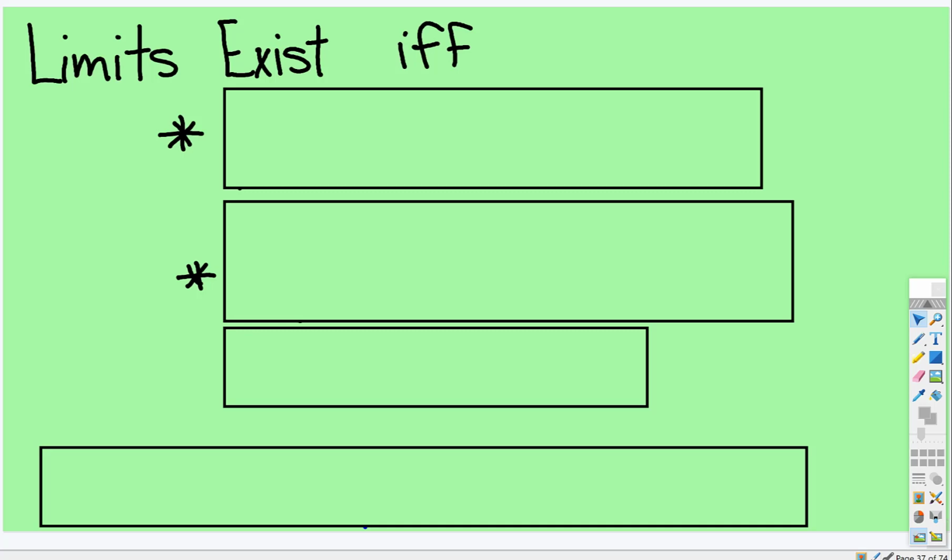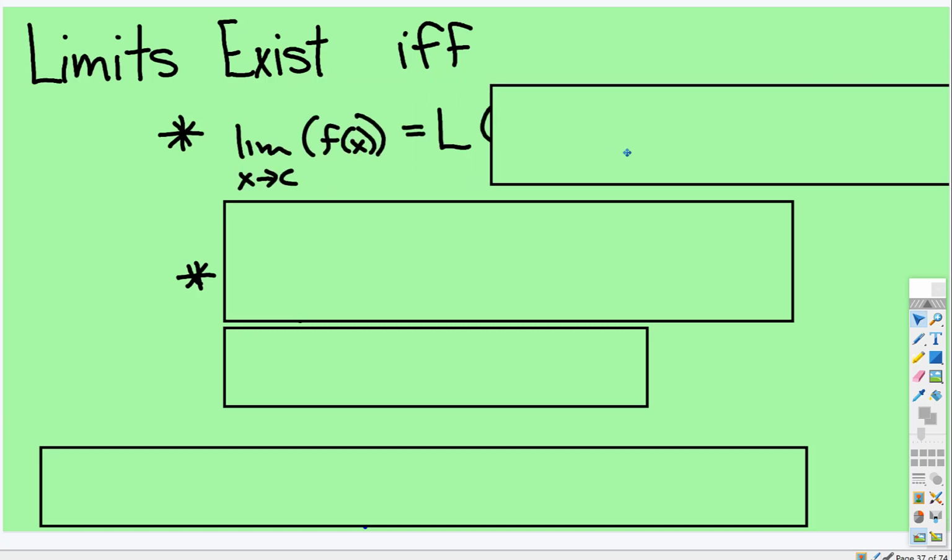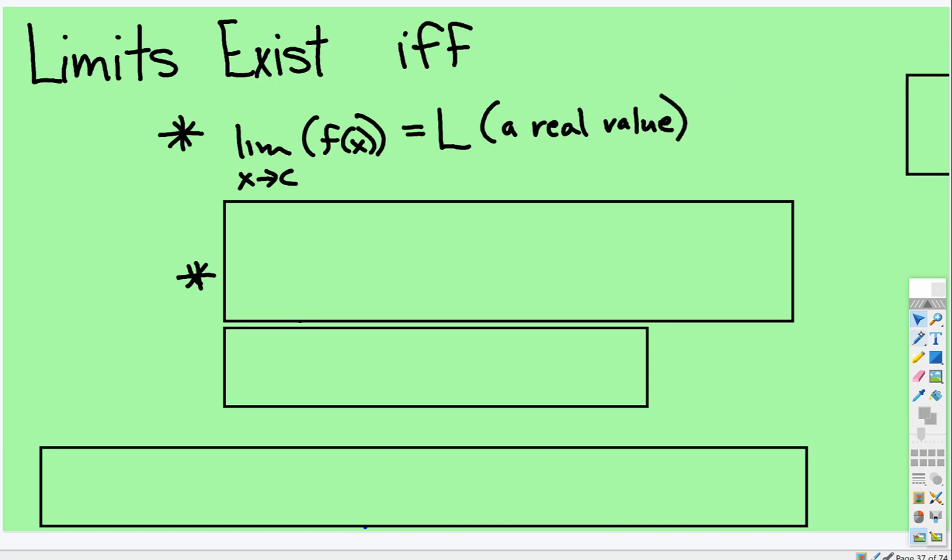Okay, we're going to be looking at limits, whether they exist and when they don't exist. So a limit will exist if and only if you take the limit of a function as x approaches a certain value c, and it's headed towards an actual number, a real value, so we call that the limit or the height. Remember, as it's headed towards not an asymptote, but towards a number, then that limit exists.